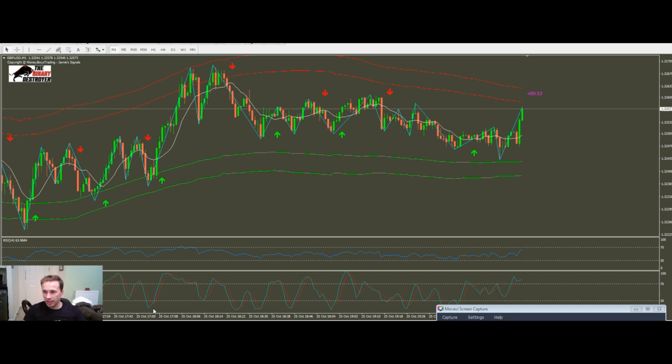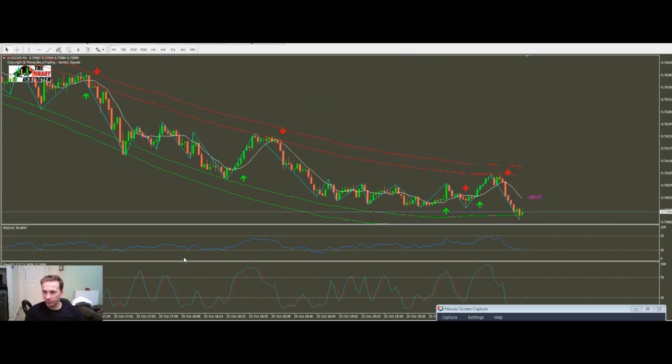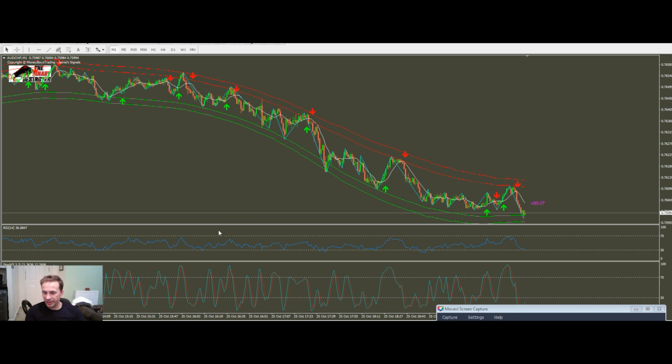GBPUSD, what's that saying? Not a lot really. It's kind of big spiky movements. Again, I'm not interested in that. AUD CHF, not. It's in a downtrend.